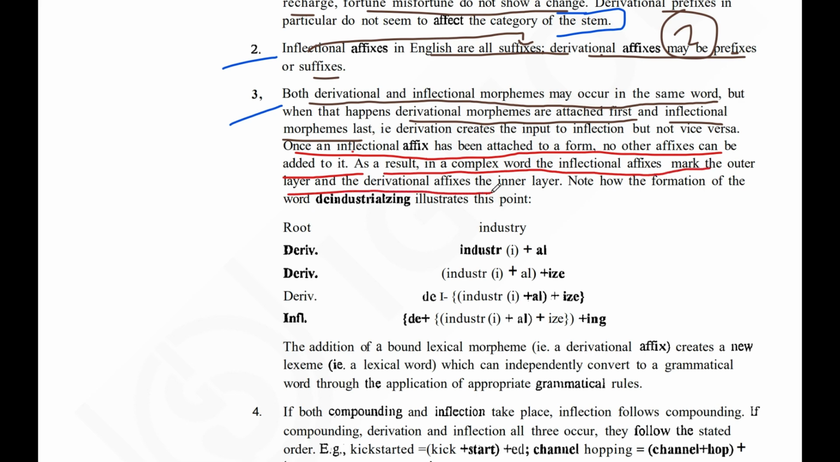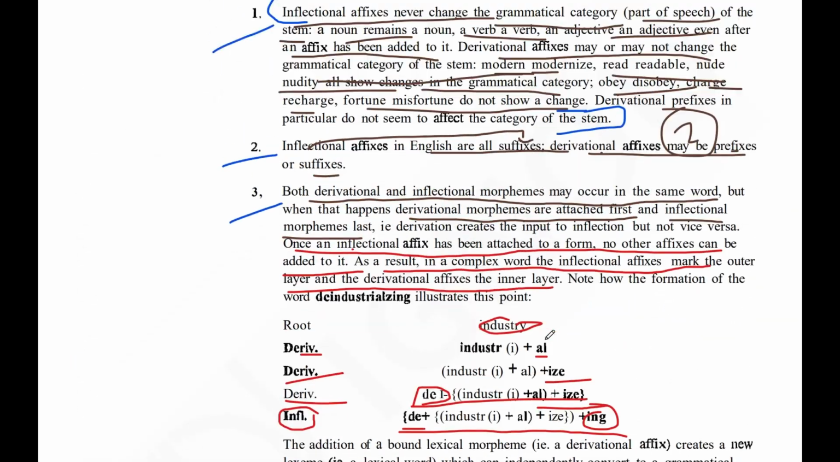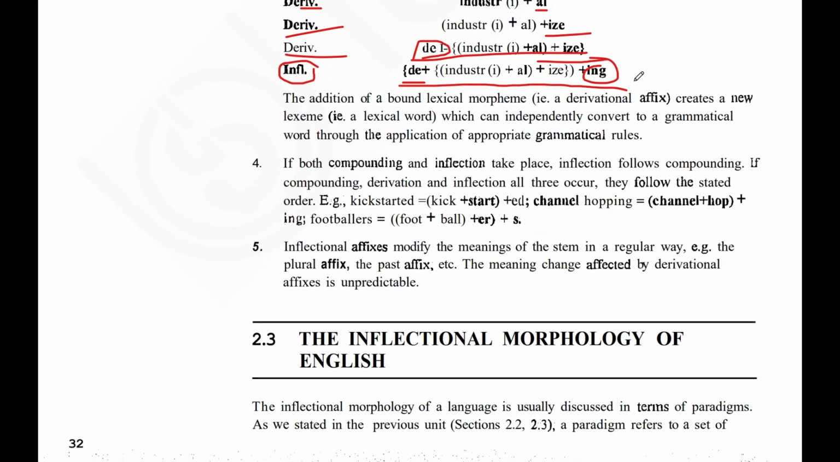As a result, in a complex word, the inflectional affixes mark the outer layer and the derivational affixes mark the inner layer. Now let's take the word industry. We have already seen this. The derivational affix here is al, so industrial. Again, derivational affix here is ize, so industrialized. Derivational affix here is de, so deindustrialized. And then finally we are adding inflectional affix. So now I added this ing and now this whole word is deindustrializing. I hope this was a little bit clear.